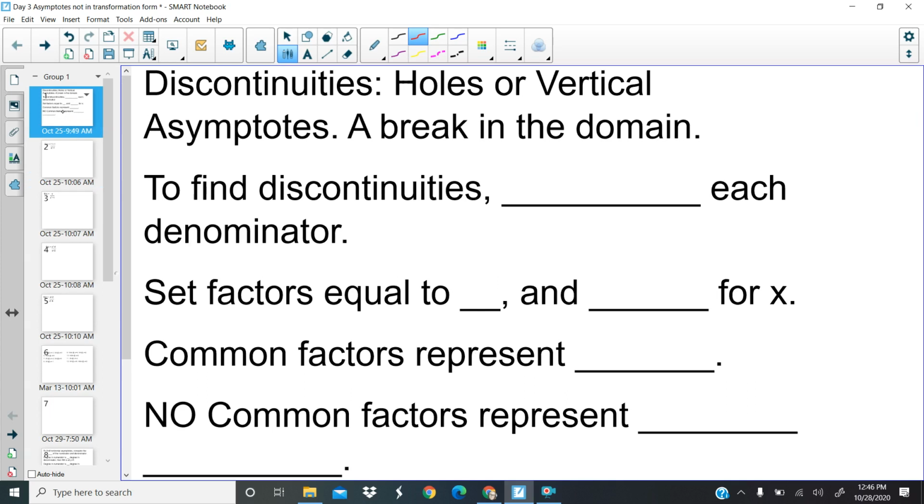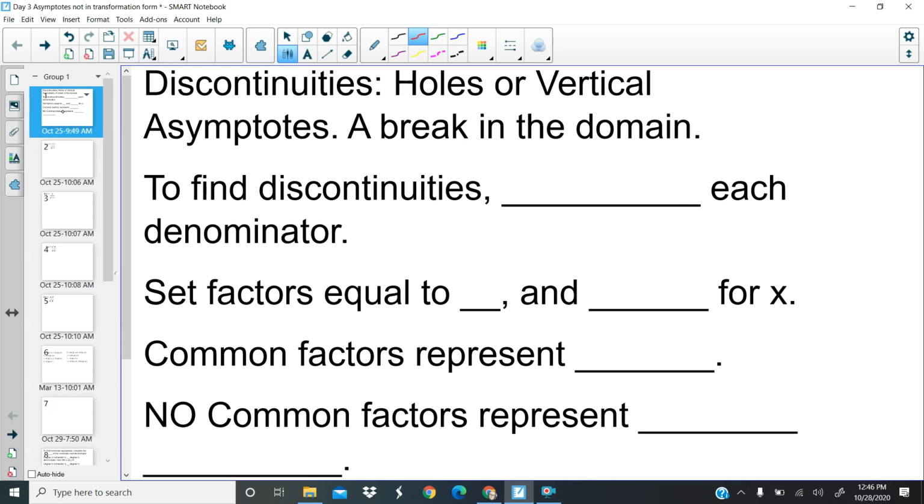So we're going to start with holes and vertical asymptotes. These are going to be called discontinuities because anywhere that there's a hole or a vertical asymptote on the graph, it is causing a break in the domain. So if you think back to Unit 1, domain is just all of those possible x values. So whenever you have a hole or a vertical asymptote, that means x doesn't work at that point.